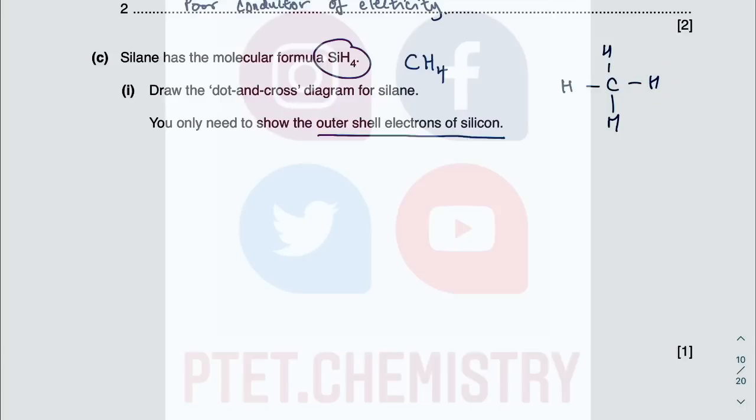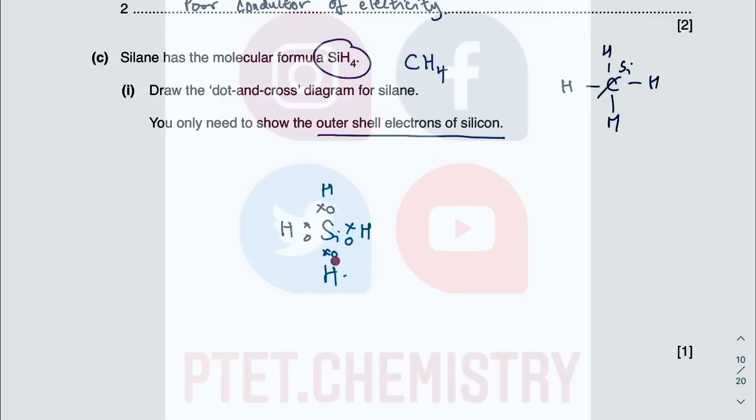There is no outer shell electrons on the hydrogen. Now convert that to silicon. What do I have? I'll have dot cross, dot cross, dot cross, dot cross. Hydrogen, hydrogen, hydrogen, hydrogen. End of story. Now you say, well, you see, dot cross, cross dot. Does that work? These are electrons, okay? Whether they are dot or cross, they are electrons.